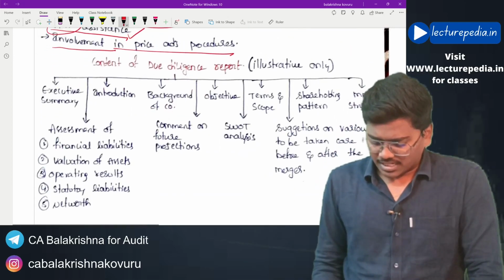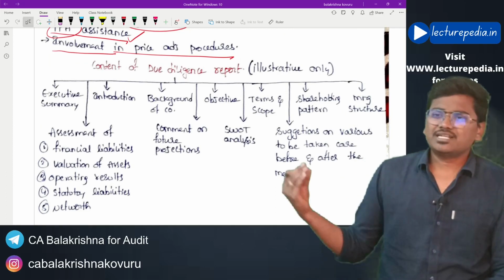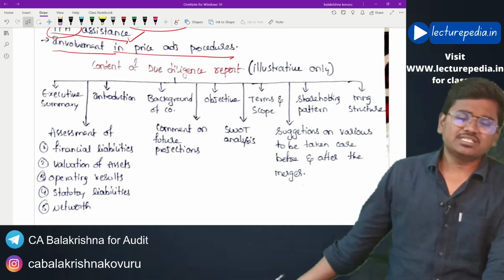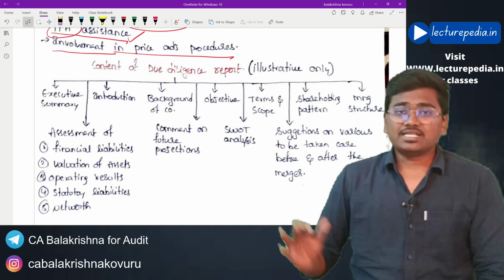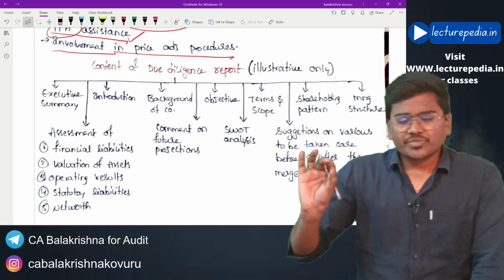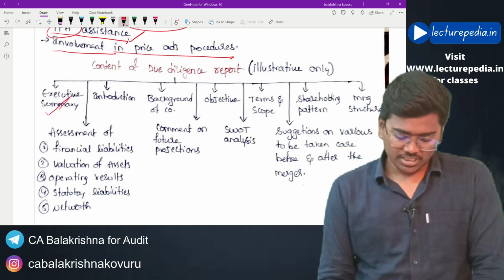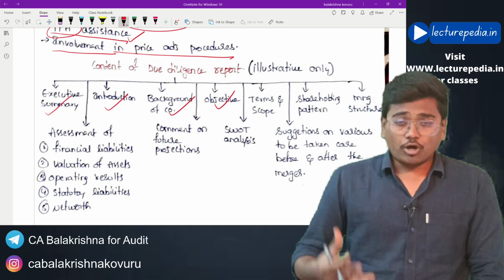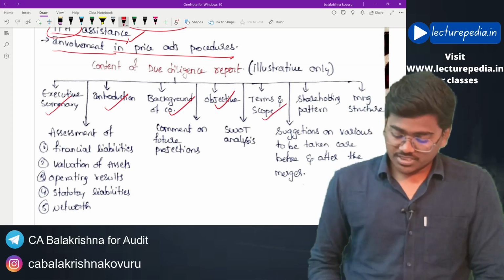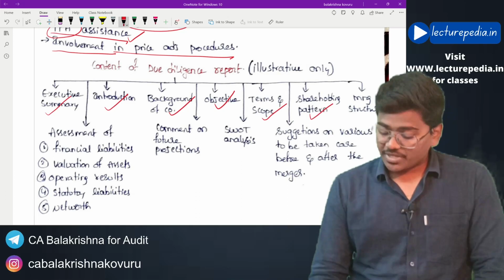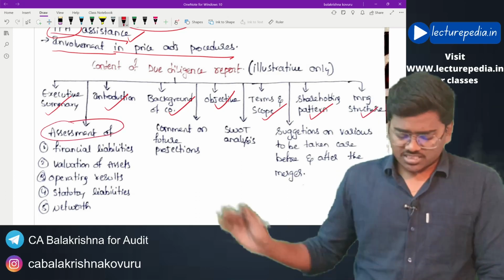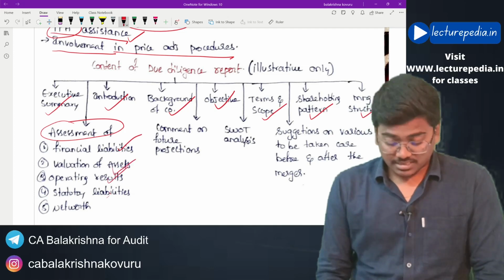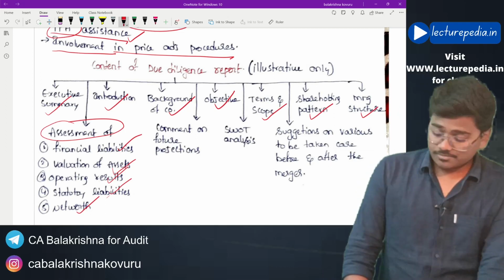And finally, contents of the due diligence report. Basically these are some illustrative subheadings I have given. Apart from these, there can be some other subheadings also present in the due diligence report. First of all, there will be an executive summary, then introduction, background of the company, the objective of this due diligence process, then terms and scope, shareholding pattern of the company, management structure, and assessment of the following five factors: financial liability, valuation of assets, operating results, statutory liabilities, and net worth.